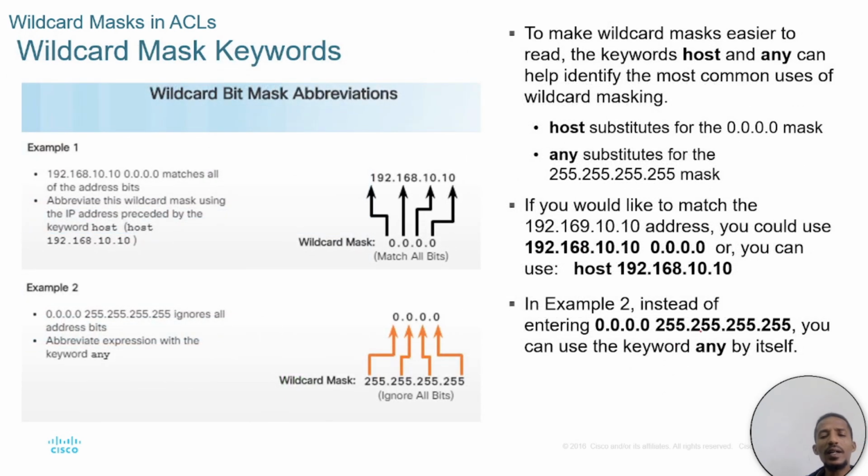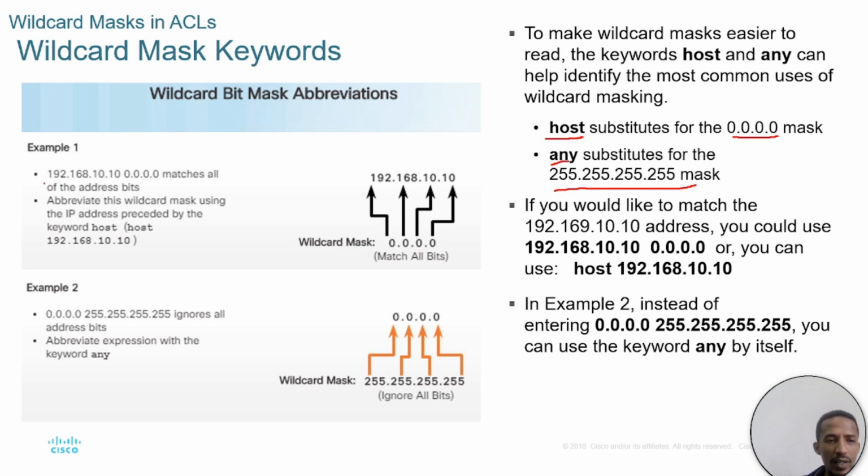So in general, there are some abbreviations that we are going to use. Host means exact match, or it's the same as 0.0.0.0. Any means ignore all, that means 255.255.255.255. So we need to use these numbers whenever we use an equivalence.